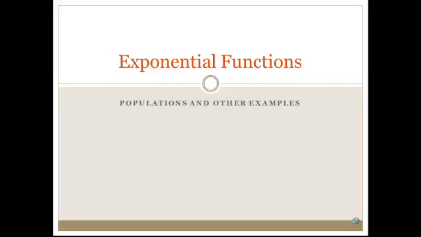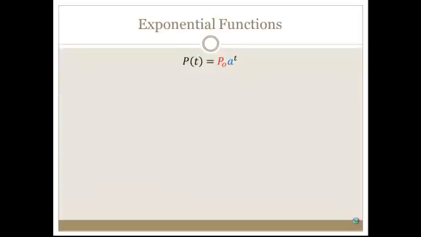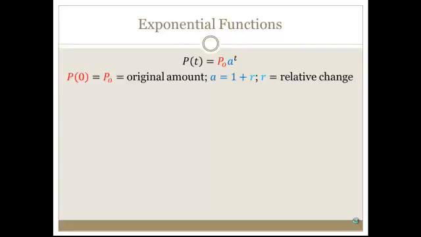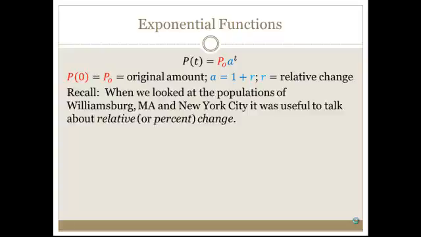Let's look at more examples of exponential functions, including population models. Recall that an exponential function has the form P naught times a to the t, where P naught is our original amount, or P of 0, and a we can write as 1 plus r, where r is the relative change. Recall, when we looked at the populations of Williamsburg, Mass. and New York City, it was useful to talk about relative or percent change.